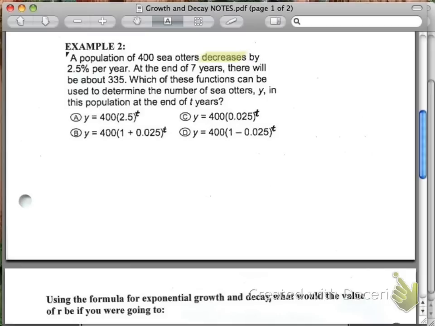Okay, again, we're using the same formula. y equals c times 1 plus r to the t power. That's our initial formula that we start off with. Now we got to make some changes to it. Okay, what do we know? Well, we definitely don't know y because it's asking us what y is. So y equals. What is our initial amount? Well, our starting amount was the 400 sea otters. So that's going to be our c value.